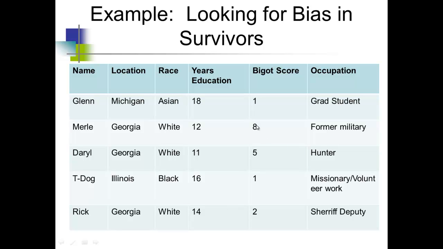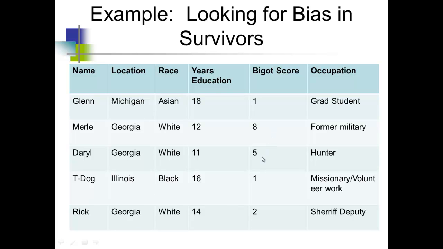Okay. And so what you might do is lay out all the variables of interest, or all the things that you think might be related, into a spreadsheet, something similar to this. Here we have people, the people with the lowest bigot scores are T-Dog and Glenn, and next lowest is Rick, followed by Daryl and Merle. So you might say, well, let's look at these two characters that had the highest bigot scores. What might they have in common with not only each other, but with the rest of the group?